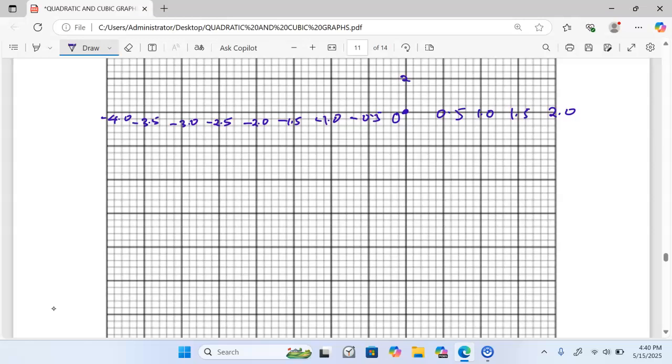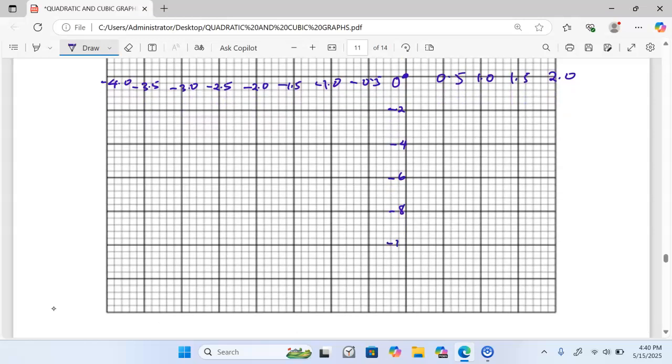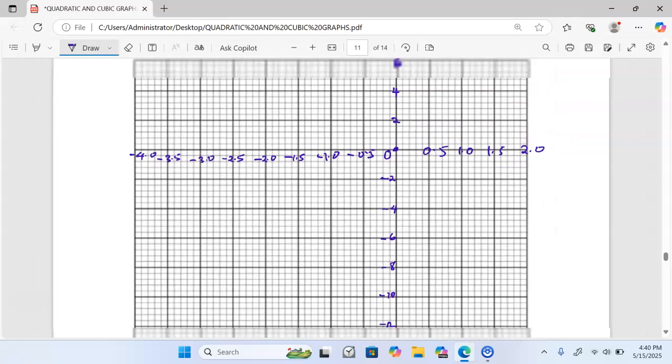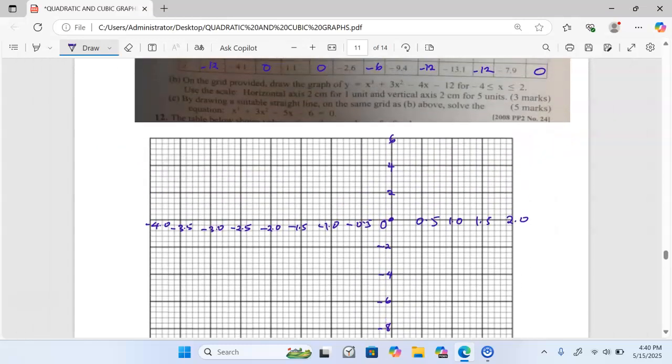Going down, we are going to have -2, -4, -6, -8. Then we have -10, -12, and lastly -14. From here we can start plotting our graph straight away.